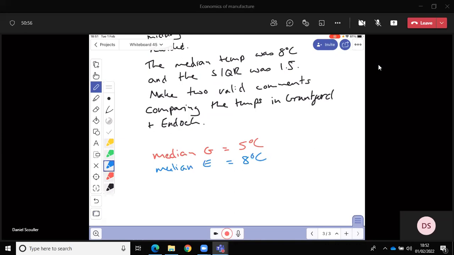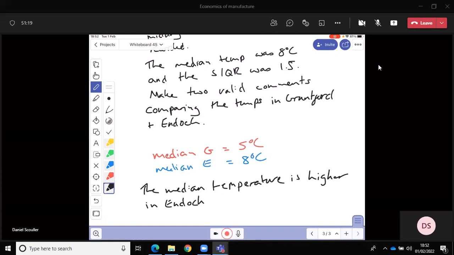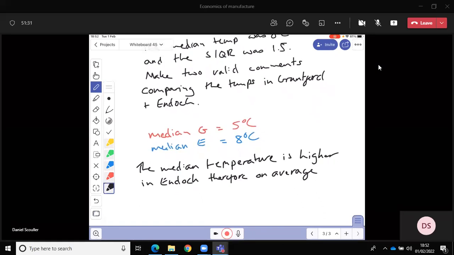Okay, so the median is a type of average. So something along the lines of: the median temperature is higher in Endok, therefore on average it is colder in Grantham.